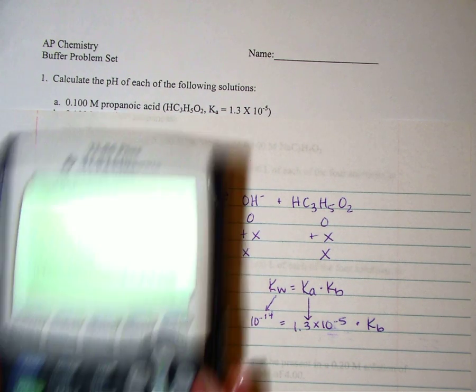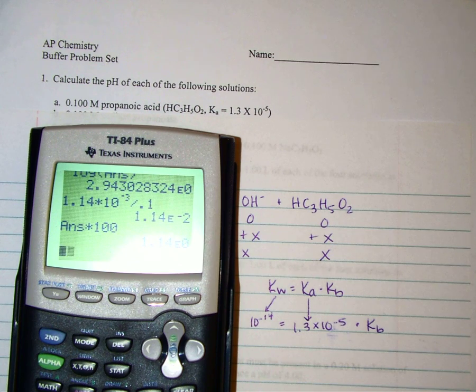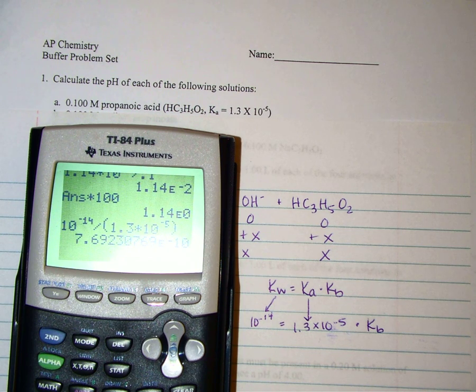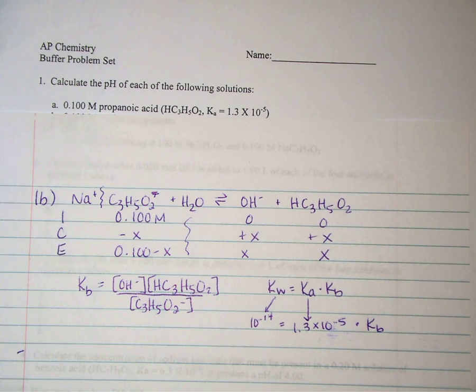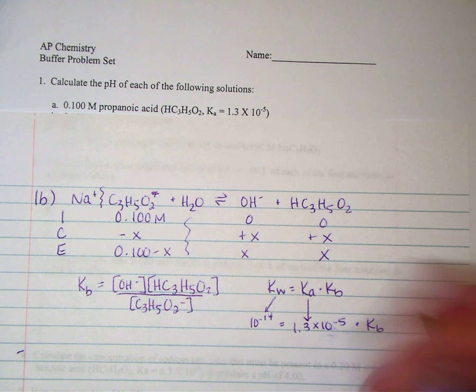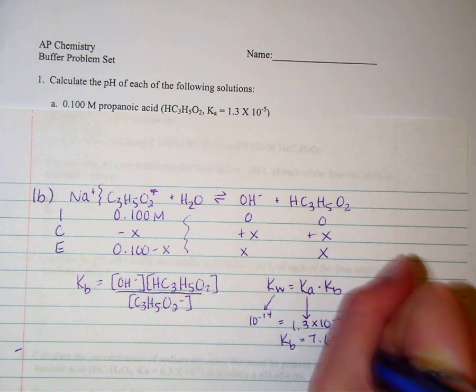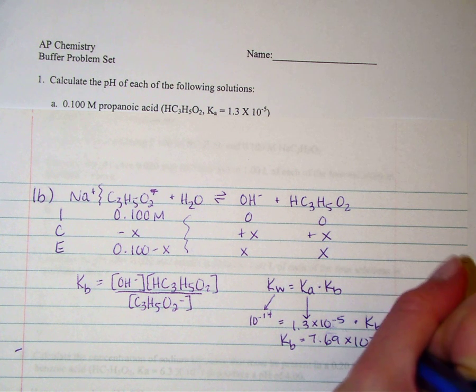So take out your calculator and do that now. 10 to the negative 14th divided by 1.3 times 10 to the negative 5th. And you get 7.69 times 10 to the negative 10th. I'm not sure if you can read that on my screen though. Kb is 7.69 times 10 to the negative 10th.